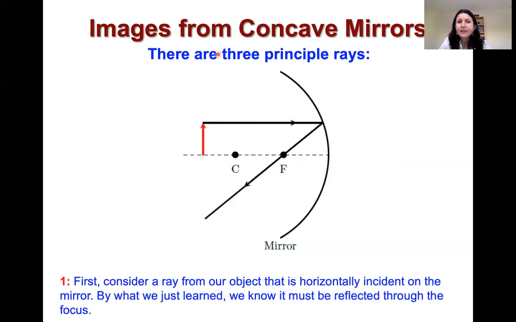We're going to define three principal rays. You can think of principal rays as just rays that are easy to draw once we have defined our focal point and our center. In reality, there's an infinite number of rays present, but normally if we can figure out where three lines cross to find our image, that should be enough to convince ourselves that all other rays will go there as well. So this is the first principal ray.